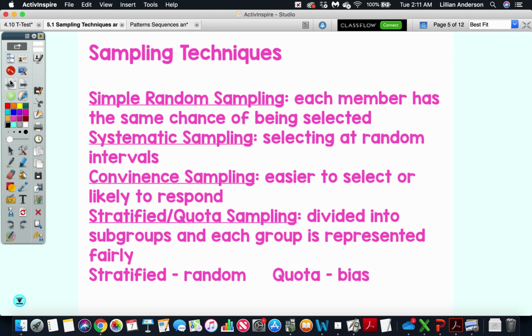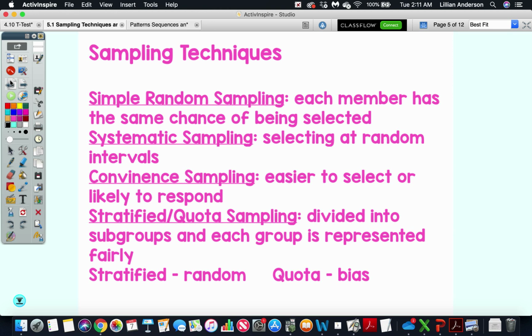You don't want to have 100 juniors respond and only 2 freshmen. That's not an accurate representation of the population at Lake Wales High School. Does that make sense? So that's what stratified and quota sampling is. It takes a group, divides it into subsections, and makes sure that every group is represented fairly. Stratified, though, is when you do it randomly, and quota is when you do it with bias.